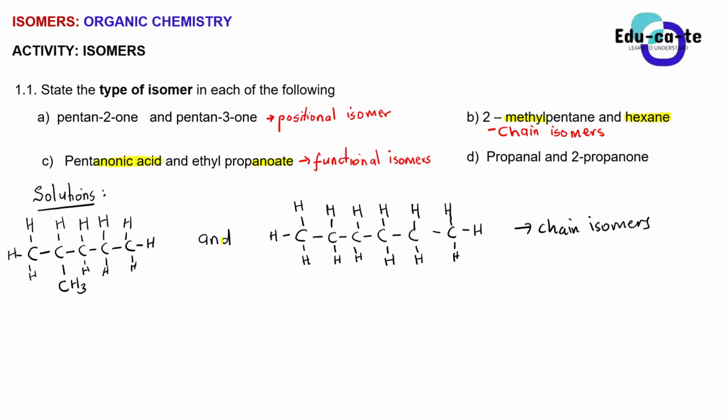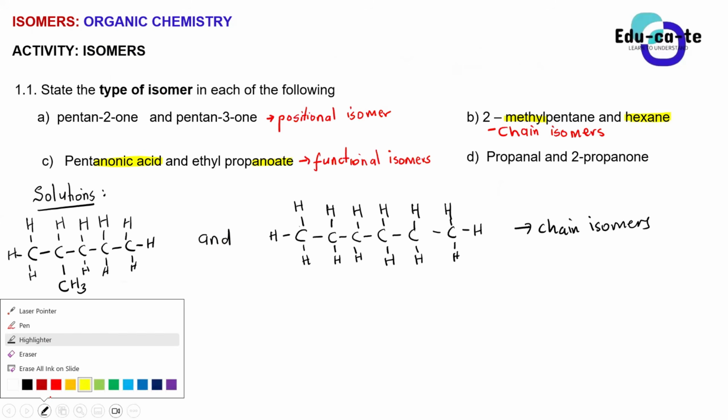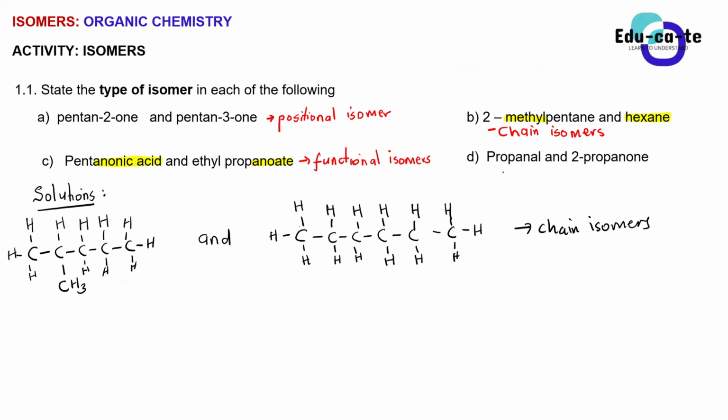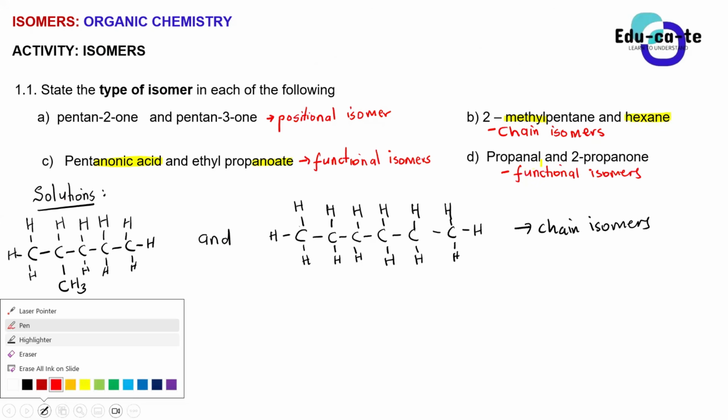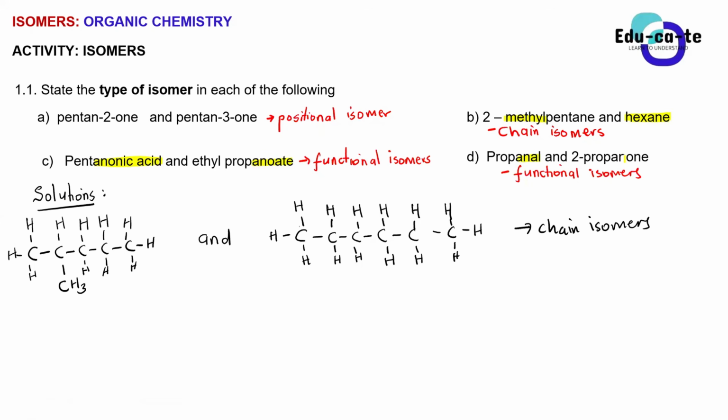What about the last one, D? The last one is also a functional isomer. This is still a functional isomer, right? Yes, because we've got an aldehyde and a ketone. So when you've got an aldehyde and a ketone and they've the same molecular formula, then it means that they've got different functional groups or different homologous series. One is an aldehyde, it ends with anal. The other one is a ketone, it ends with this one. So you can say that these are functional isomers. Otherwise, guys, if you cannot identify this way, write down the complete structural formula.